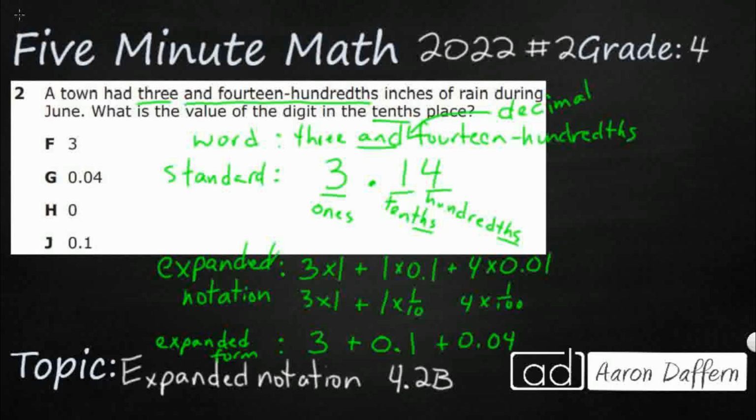Take a look at what I need. I need the value of the digit in the tenths place. So my tenths place is right here, and it's that 1. And so if I wanted to find it in expanded notation, I could do this, but really I need to find the value, which means I need expanded form, and it's going to be right there. 0.1 is the value of the digit in the tenths place. So my answer is J.